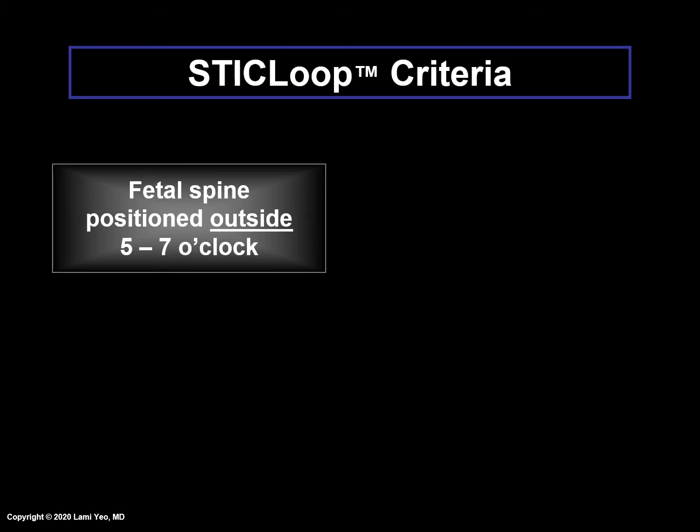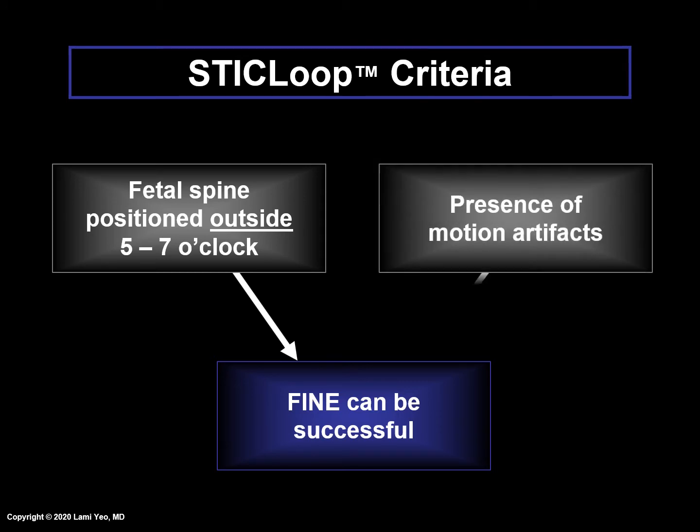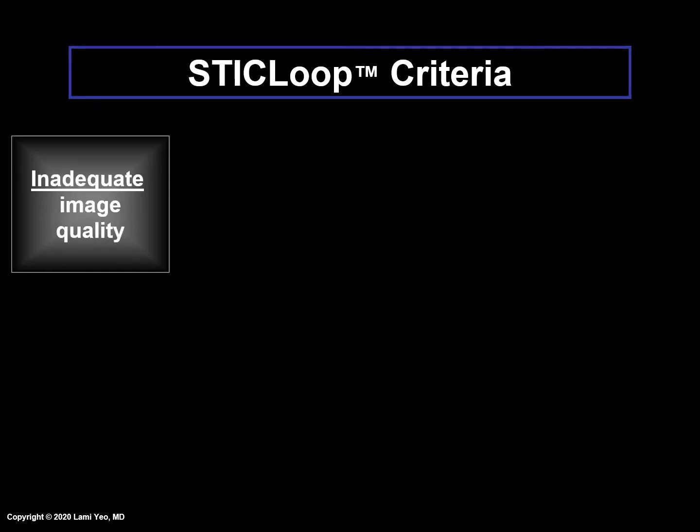For example, even if the fetal spine is positioned outside the 5 to 7 o'clock window, FINE can still be successful. If motion artifacts are present, FINE can also still be successful. In contrast, some STICLoop criteria that are not met will clearly influence the success of FINE. For example, if there is inadequate image quality of the STIC volume, FINE simply cannot depict anatomical structures well.